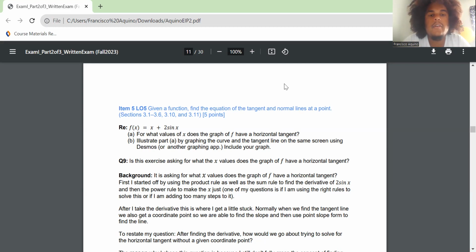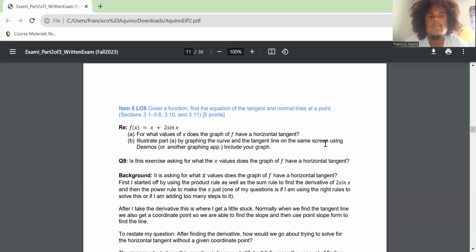So for our first item, and this is from sections 3.1 to 3.6, given a function, we want to find the equation of the tangent line. What makes this problem different is that we also want the x values for which the function's graph would have horizontal tangent lines. And our given function here is x plus 2 times sine x.